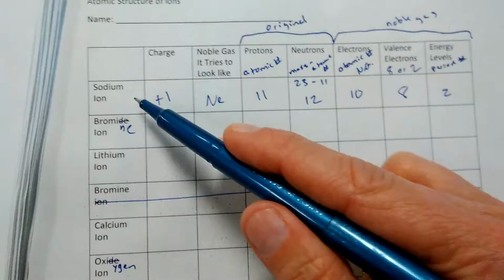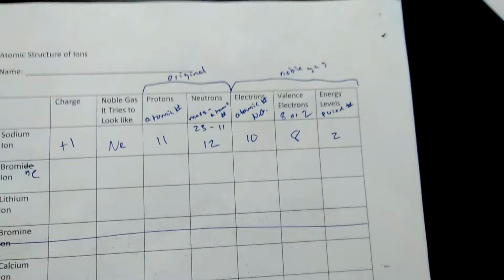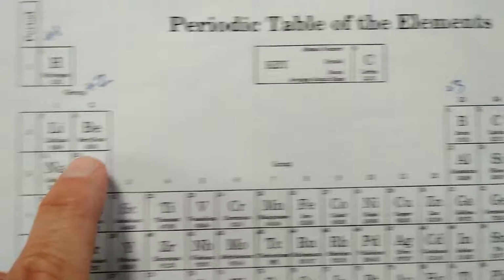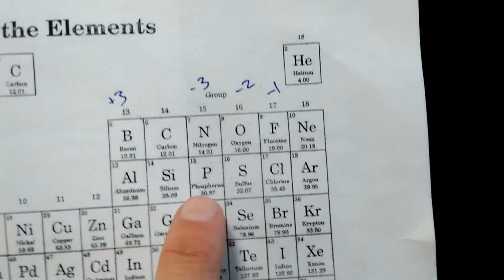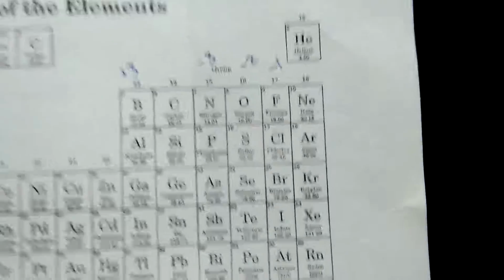Again, the first two columns, that was all about sodium. The last three columns, that's all about the noble gas that it ends up resembling. Remember that a metal goes backwards. So when you're looking at sodium, you're starting at 11, you're going to go backwards to 10. A non-metal goes forward. So if you were doing phosphorus, you would move forward to argon as your noble gas.